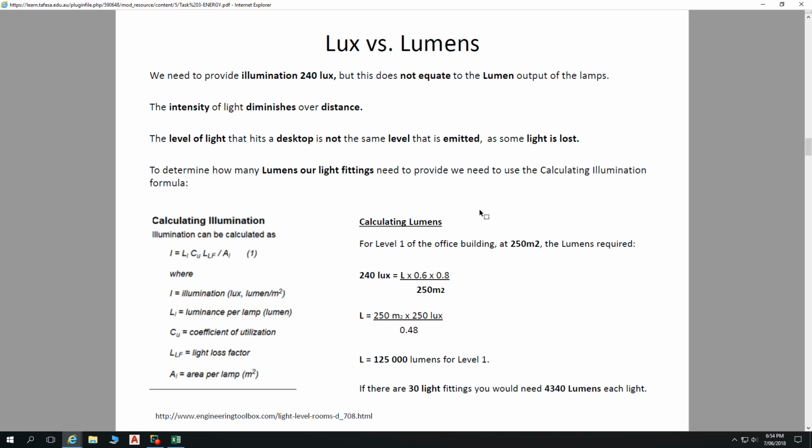Yeah, I saw that, and I was wondering about it. I tried to divide 240 by 250 and it didn't come up with 0.48. No, so that's a mistake. That should be 240 lux in there. So our 0.48 is 0.6 by 0.8. That's how we get our 0.48 underneath.